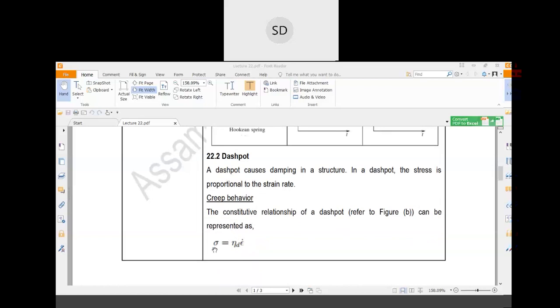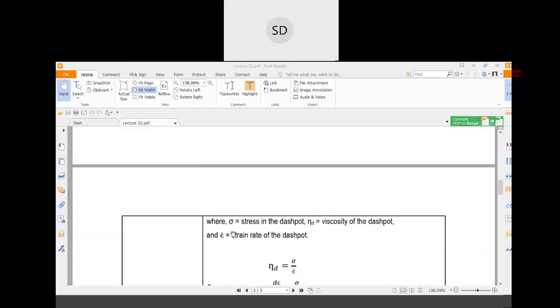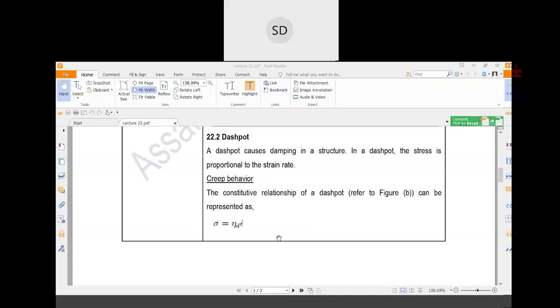So here sigma equals viscosity times strain rate. This parameter is the strain rate, where sigma is the stress in the dashpot, eta d is the viscosity of the dashpot, and epsilon dot is the strain rate of the dashpot. So that is for the creep behavior of the dashpot. That is the main thing: sigma equals eta d times the rate of strain.